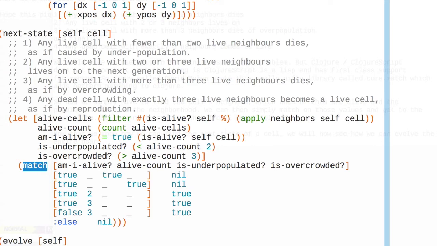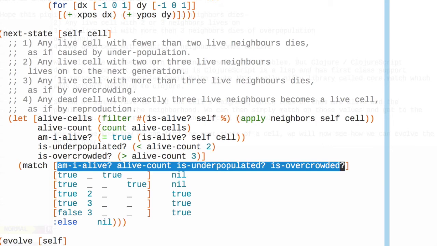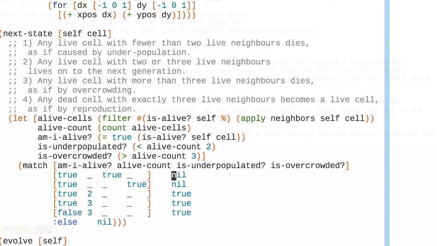So now we simply have to find out the cell's neighbors, find out which ones are alive, and the population state of the neighborhood, if it's overcrowded or underpopulated. We can simply match on those values now and get to the next state. So this, my friends, is what I call beautiful code.